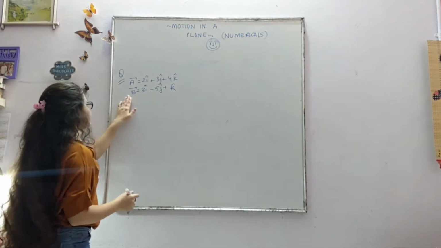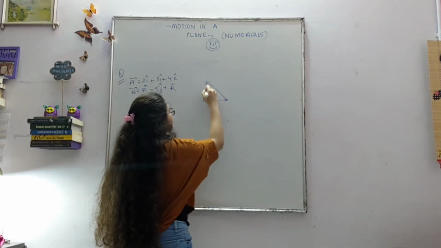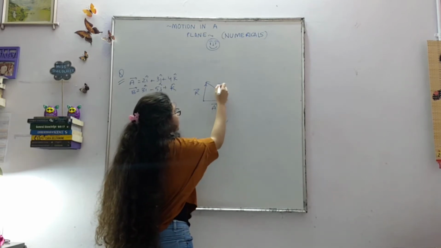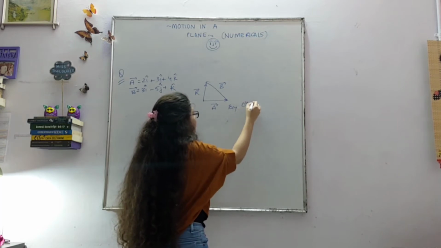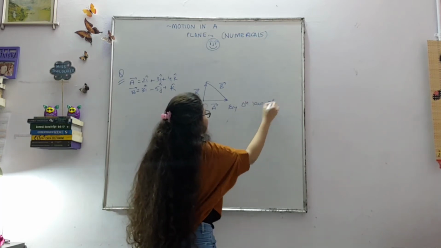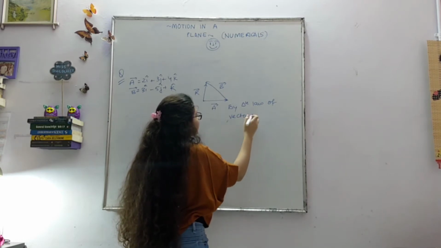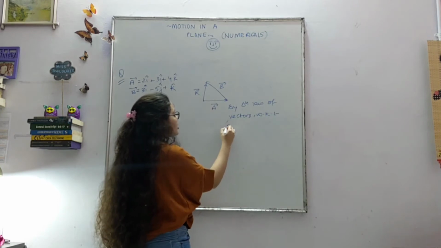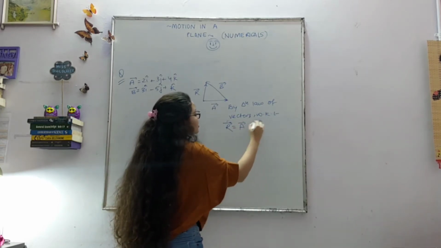Now let us get started with the resultant. A vector plus B vector giving some R vector by triangle law of vectors. So we know that resultant is equal to A vector plus B vector.